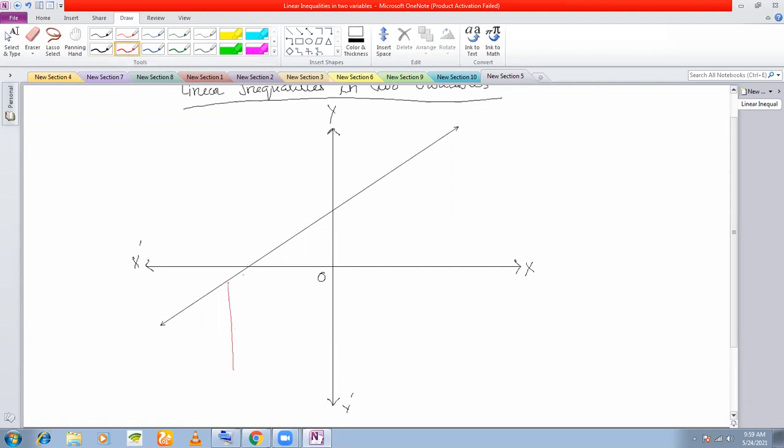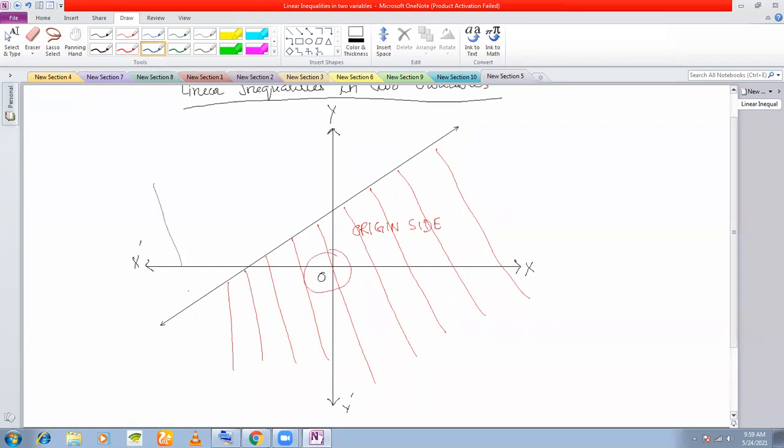It divides into this part, all this part. This part is called the origin side, because you have the origin on this side. And the next part is this side. Since this region does not contain the origin, it is called the non-origin side. We need to know this.